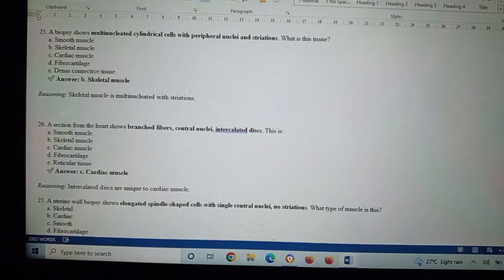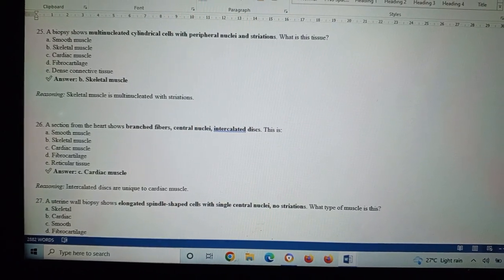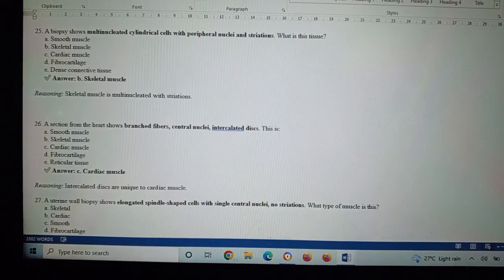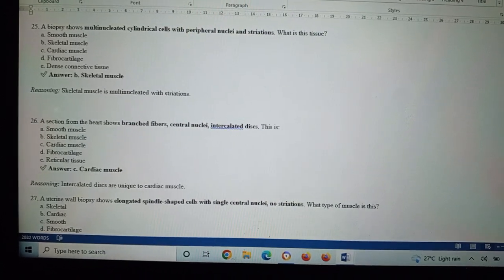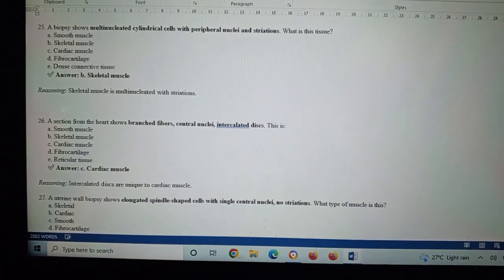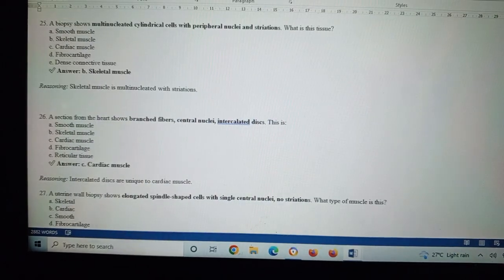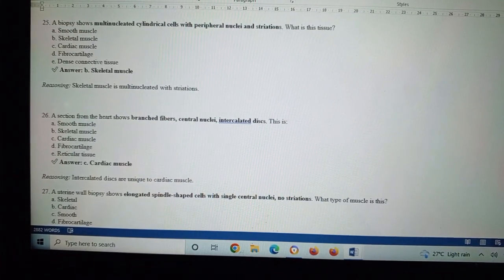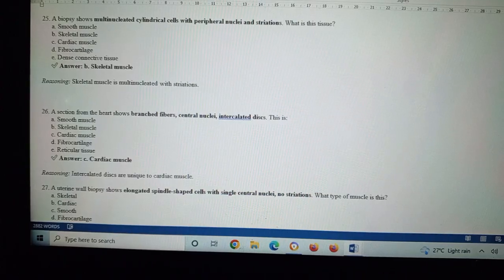Obviously, this is a skeletal muscle. The options which were given to us are smooth muscle and cardiac muscle. Cardiac muscle will be present in the heart. Obviously, it is not dense connective tissue. It is not smooth muscle. Neither is it a cartilage. Skeletal muscle is multinucleated with striations.